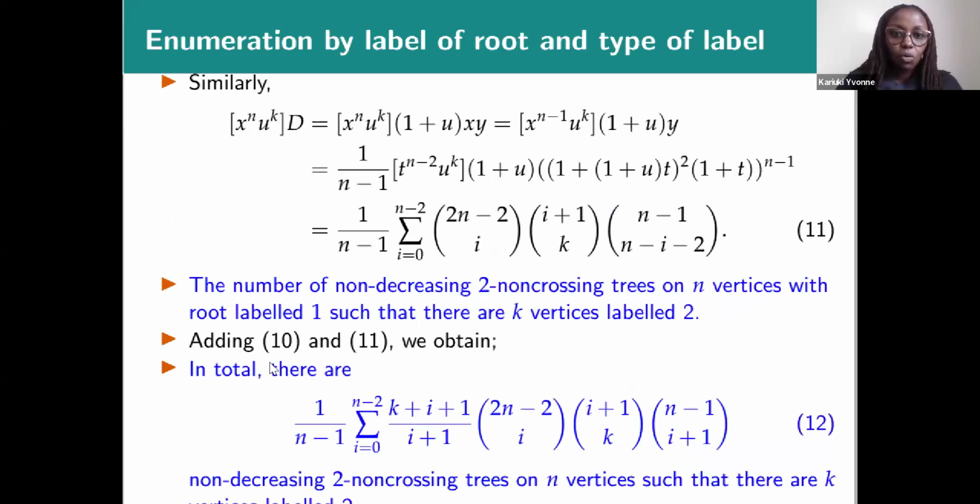So I did the same approach now to obtain those from D. Something very similar, expressed in terms of the value of D, which is 1 plus uxy. Apply the Lagrange inversion formula. I was able to obtain equation 11. And since D represents the trees which have root 1, and C represents the trees which have root 2, if all you care about is the total, you don't want to know whether these trees have root labeled 1 or root labeled 2, you can just sum equations 10 and 11 to obtain equation 12. And if you want to go a step further and find only the number of non-decreasing non-crossing trees without caring about this k, you can just sum over k and get that final formula.